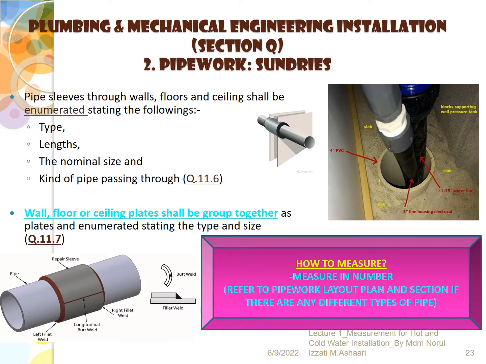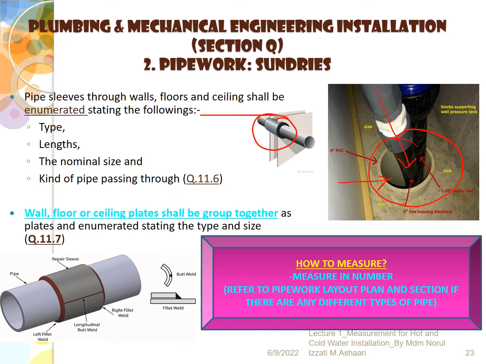You can see an example for this item, the pipe sleeve, on the right hand side of this photo. This is the example where the pipe has to pass through this sleeve. This one is known as a sleeve, in order to pass through the concrete slab. So if you install the pipe directly inside the concrete slab, there is a possibility that the pipe will be broken. So there are certain projects where the pipe sleeve has been installed to make sure that the pipe is in good condition.